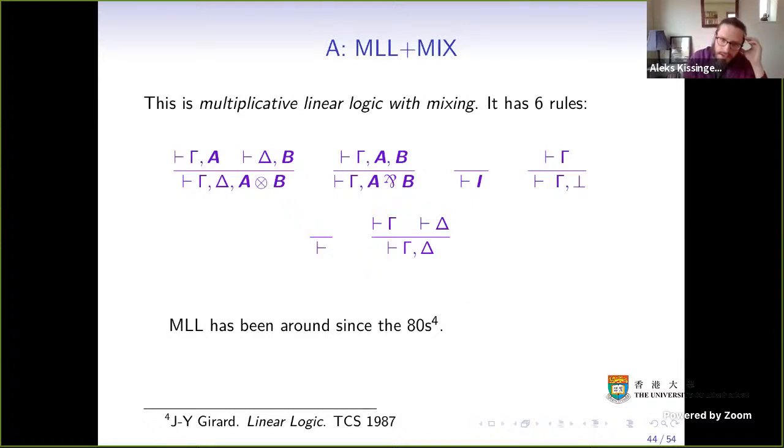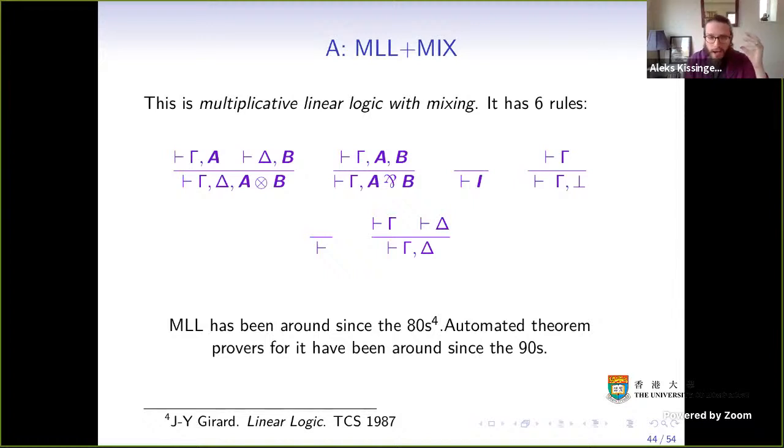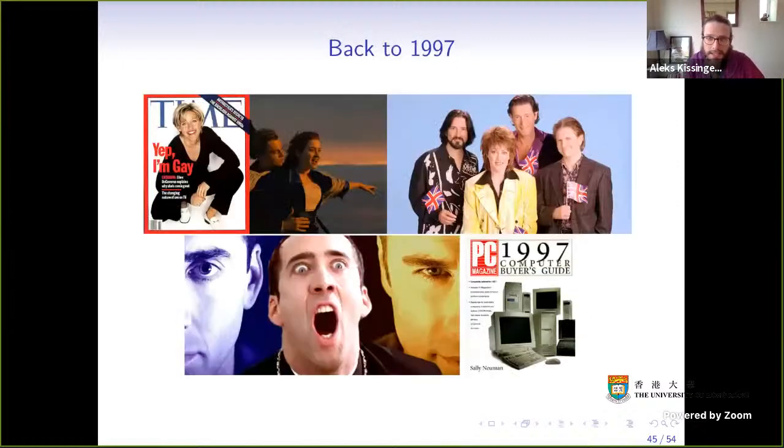So this logic has been around since the 80s. And the reason I said that showing you the rules was kind of to scare you is that we've actually had automated tools for doing the hard stuff. These are called automated theorem provers for these logics. We've had these since the 90s, so tools where you can just type in such a formula and it will prove it for you. Now I thought this would be kind of fun. Let's hop in the time machine and go back to 1997.